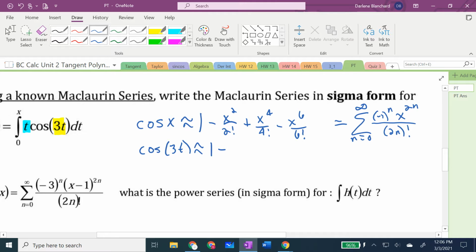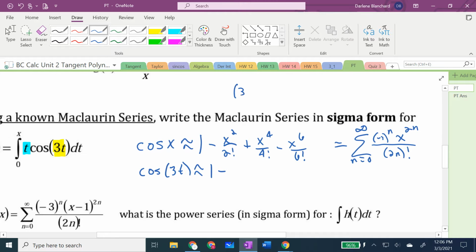I'm going to distribute. I'm going to write 3t squared for what is going on right here. And you need to know that the exponent distributes over multiplication. So you actually have 9t squared over 2 factorial 2. And then when you plug that into a fourth power, you distribute the exponent again. So you have 3 to the fourth power times t to the fourth power. And then 3 to the sixth power, t to the sixth power.